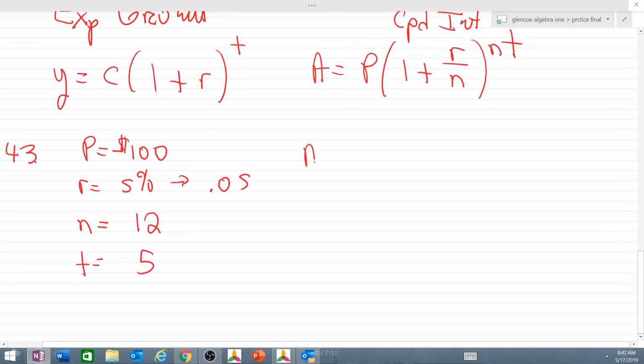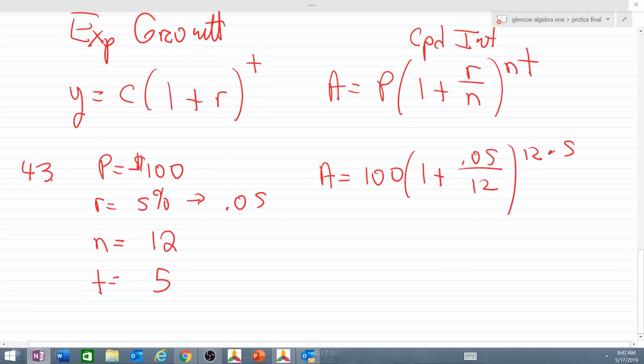So it's going to look like this. I'm not going to solve it, but I am setting it up for you. Are you with me? You can solve it from there. Is everybody good? Okay, make sure you guys read the directions.